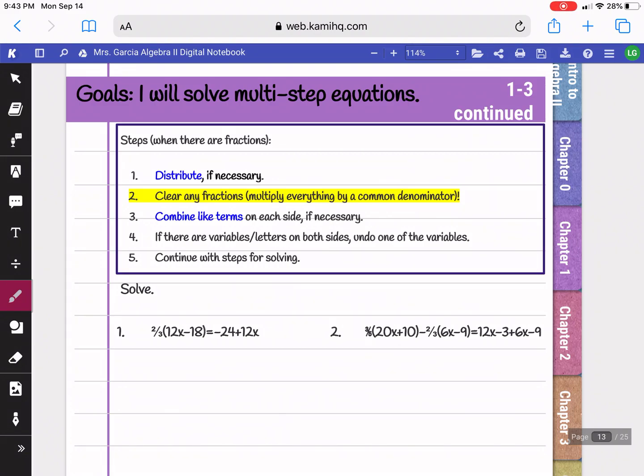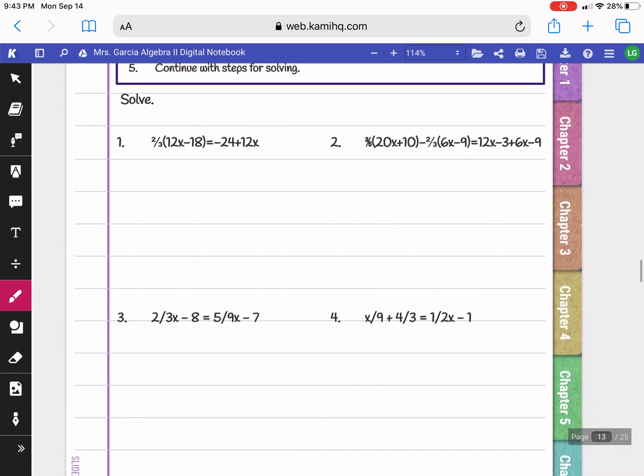We're going to continue with solving multi-step equations. In this video, we're going to do examples that have fractions. So anytime there's a fraction, you're going to want to clear the fractions using a common denominator. Now, remember to always distribute first, because sometimes when you distribute, your fractions disappear and you don't have to worry about them. So let's look at example 1.